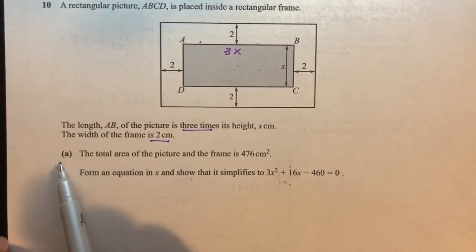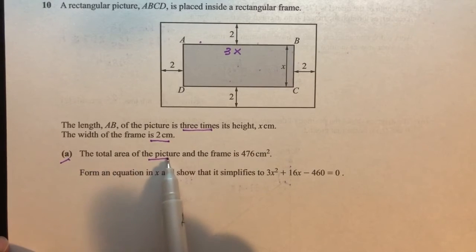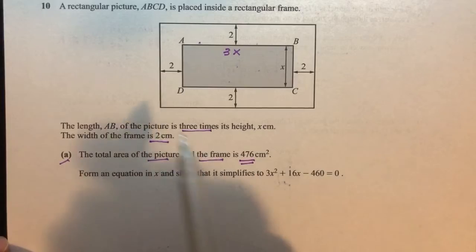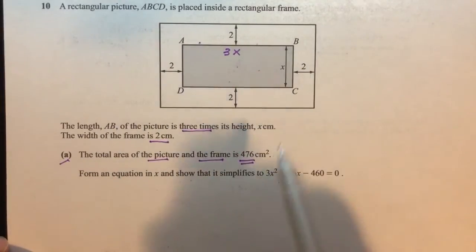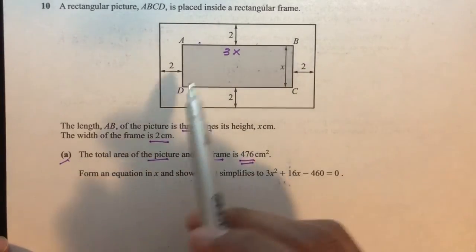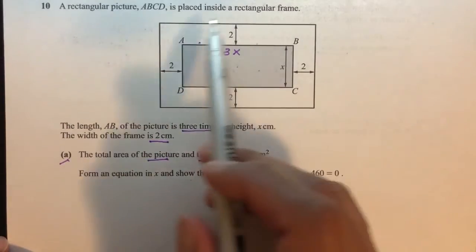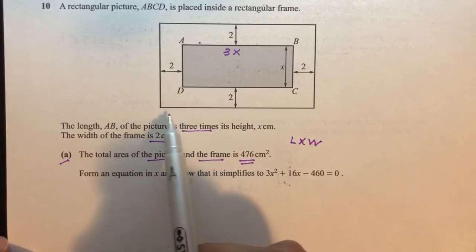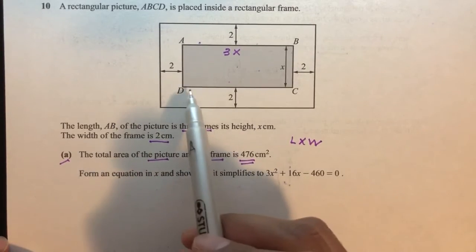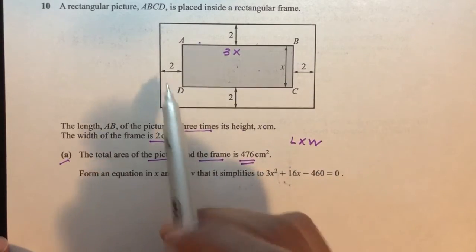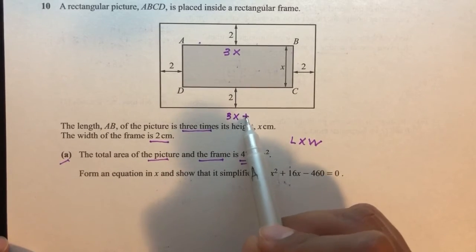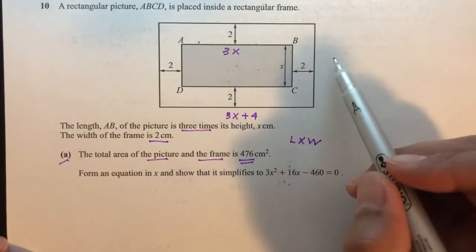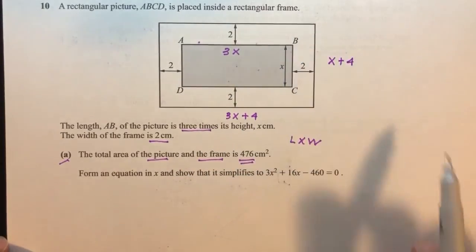Now, part 1, the total area of the picture and the frame is 476. So what does it mean? It means that the area of everything here is 476. So how do you find the area of this rectangle? You have to find length times width. So what is this length? It will be 3x plus 2 plus 2. That will be 3x plus 4. And what is the width? It will be x plus 2 plus 2. Will be x plus 4.